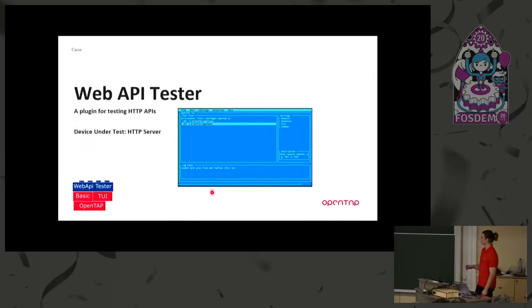Then we have another one, the web API tester, and that's something that's under development. It's a plugin for testing HTTP APIs, like REST. So you can make a test plan that sends some REST requests to a server. And that's just test steps for OpenTAP. It's just test step plugins. You write your URL and your endpoint, and then you can get the data back, and you make a script that basically says whether this was the expected result.